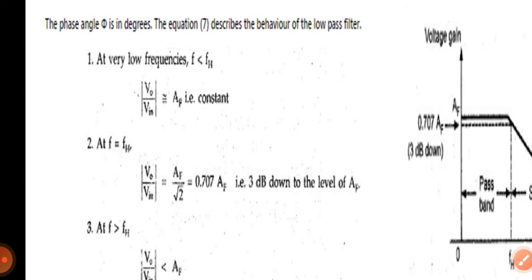Right. Next, V naught by V in equals AF, which is a constant, if F is less than FH. Then F equals FH, it is AF divided by root 2. How will this root 2 come? That is the RMS value, the root mean square value, you have to take that one.